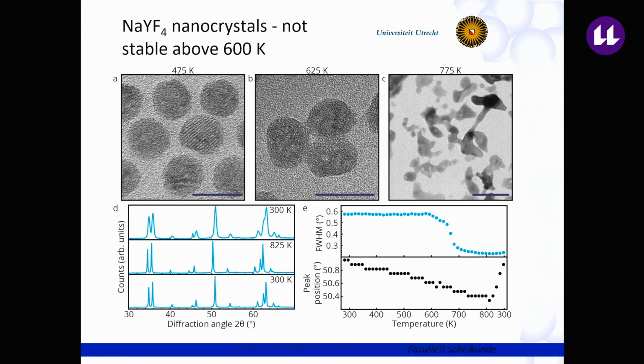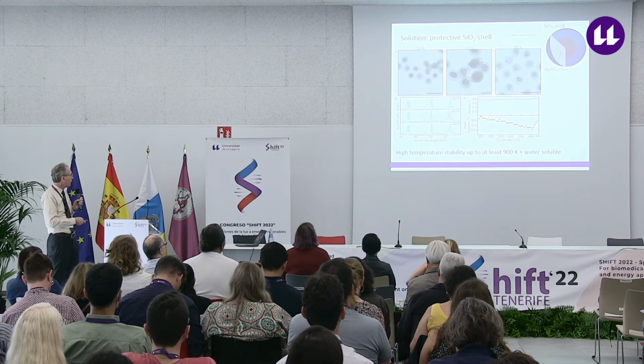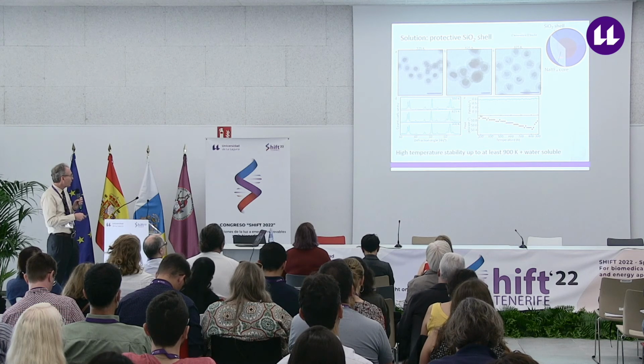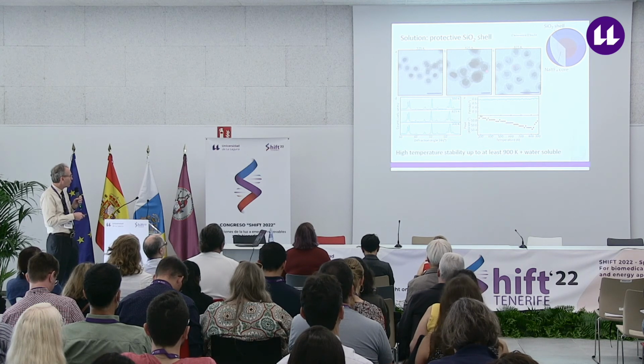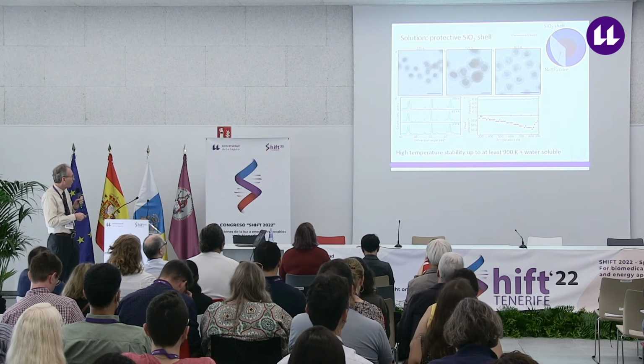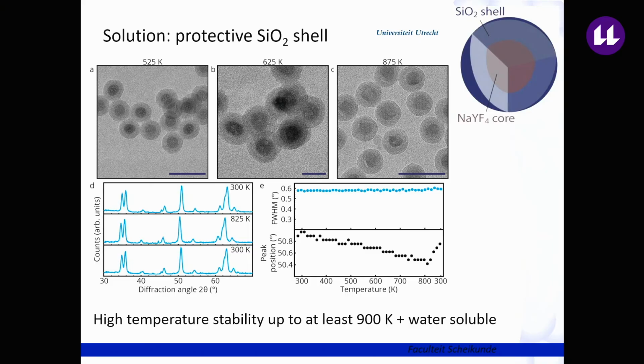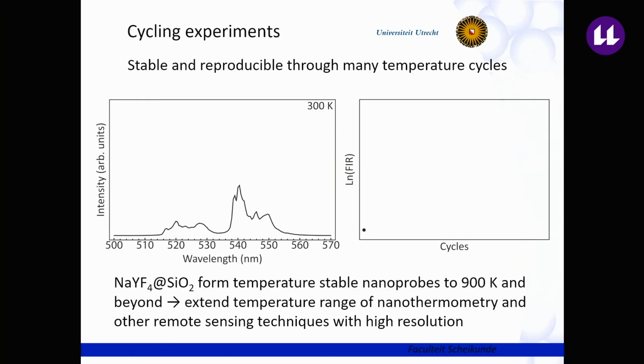When you go to high temperatures, it's a problem because those nanocrystals are not stable when you heat them to high temperatures. They agglomerate and the stability is reduced. So what we did is to make nice stable particles. We grew a silica shell around it. We get those nice particles. So the core is sodium fluoride, ytterbium, erbium, with a nice silica shell. It also makes them water soluble, which is also nice for some applications.